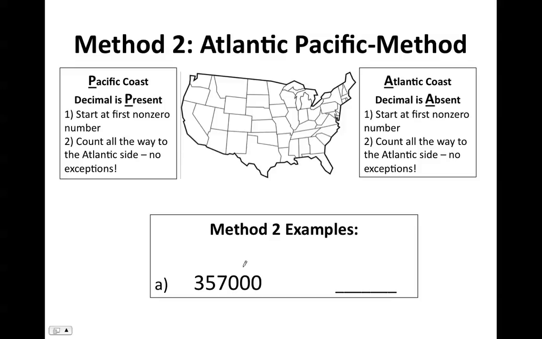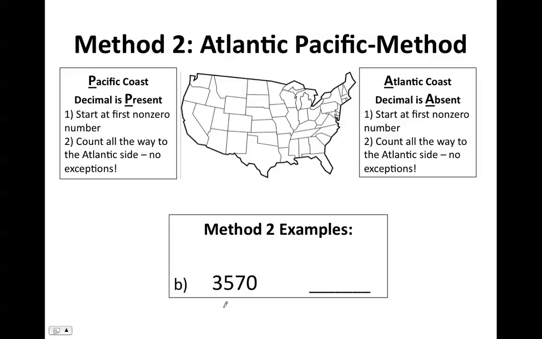Here, we do not have a decimal point present, so this is absent, which means we're looking at the rules for the Atlantic coast. So I'm going to start on the right. I'm going to go to the first 1 through 9 number, which is the 7, and then I'm going to continue counting any number that falls from that point on. So I have 1, 2, 3 sig figs. Again, my number is still 357,000. It's just that it only has 3 significant figures.